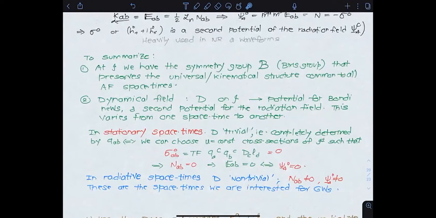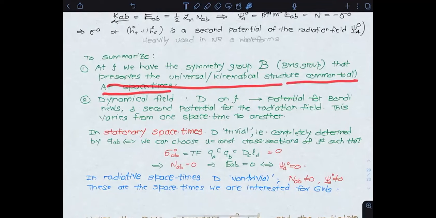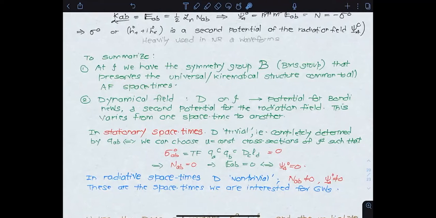So to summarize, at null infinity, we have a symmetry group B that preserves the universal or the kinematical structure that is common to all asymptotically flat space-times. In our analogy of the Maxwell field, the analogous object is the Poincare group. That is what we have. And now we've got a dynamical field, and the dynamical field is this D, and the dynamical field in the Maxwell case is this FAB.